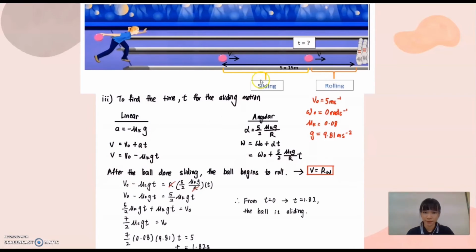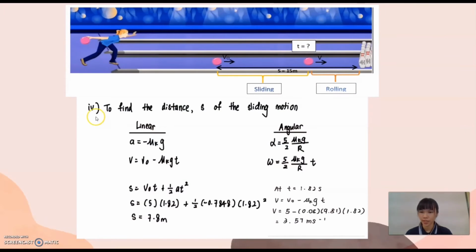So now we look at here. As we know, after the ball is done sliding, it will not slide anymore and it will start to roll. So at this point is where v equals r omega. By using these two equations, we will get v0 minus mu kgt equals r times 5 over 2 times mu kg over r times t. After some calculations and substitution of the values, we'll get t equals 1.82 seconds. So we know that from t equals 0 to 1.82 seconds, the ball is sliding, and after 1.82 seconds, the ball actually starts to roll.